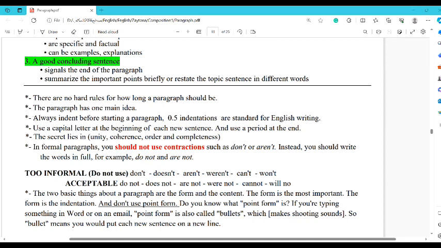Thank you. Note number three, always indent before starting a paragraph. 0.5 indentations are standard for English writing. This is very important. Who can tell us what the meaning of indent or indentations is? Do you have any idea?